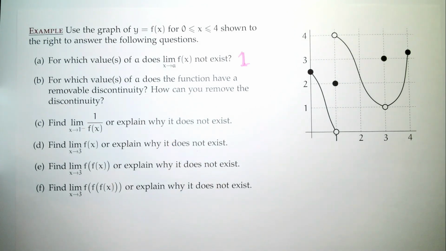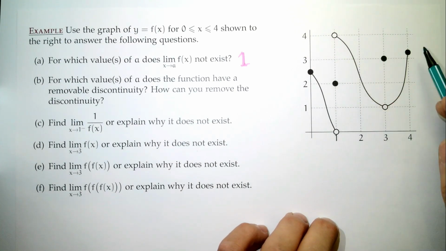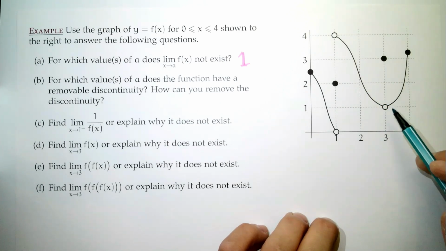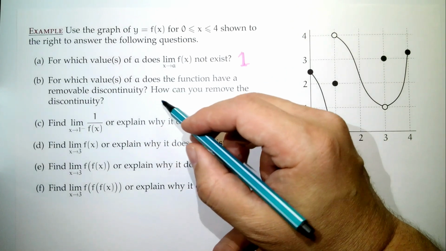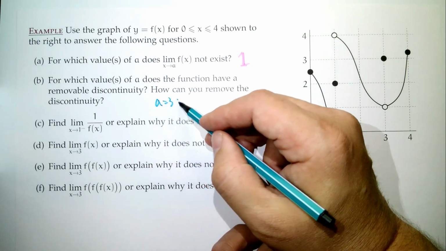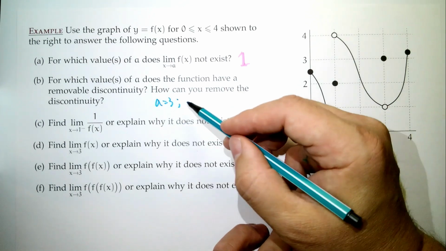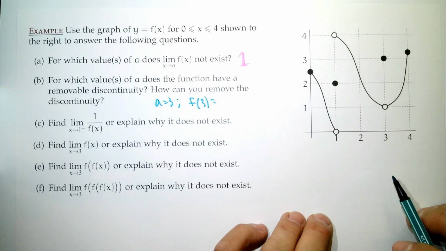Part B. For which values of a does the function have a removable discontinuity? At 3. Now, how do we know it's a removable discontinuity? The limit exists, but the function doesn't match. So if the limit doesn't match the output, that's removable. So the answer, of course, is a equals 3. And how do we fix it? Well, we fix it by redefining the function at a. So in this case, we would say that f of 3, well, what should the value be? 1.